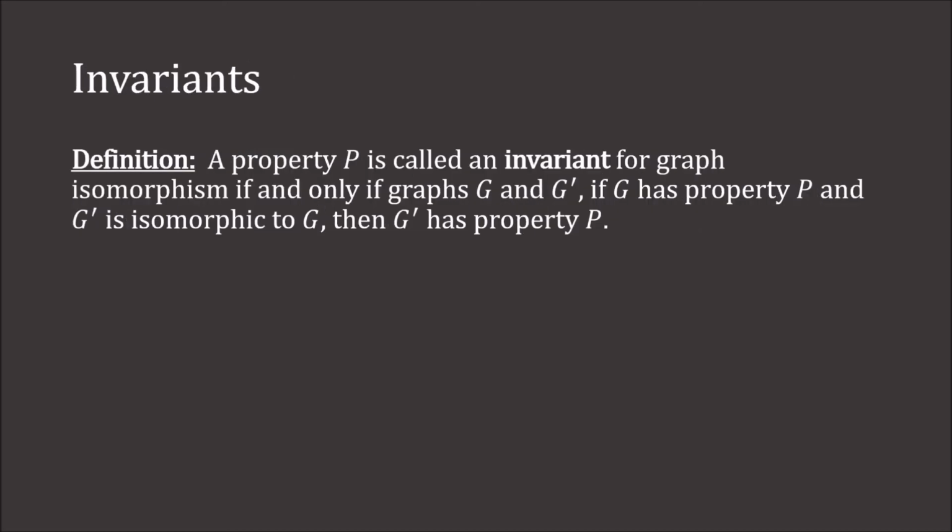Now we say that a property P is called an invariant for graph isomorphism if and only if, for all graphs G and G prime, if G has property P and G prime is isomorphic to G, then G prime has property P. So P is invariant if both G and G prime have the property, and they're isomorphic.